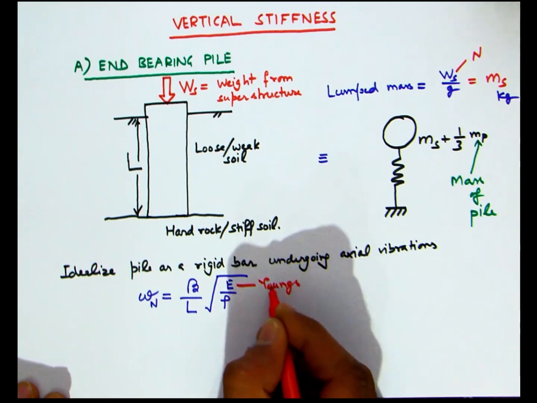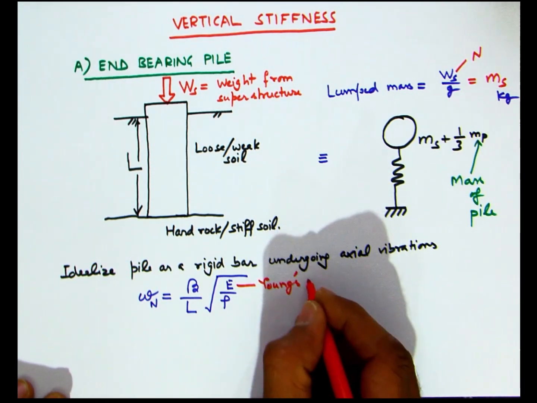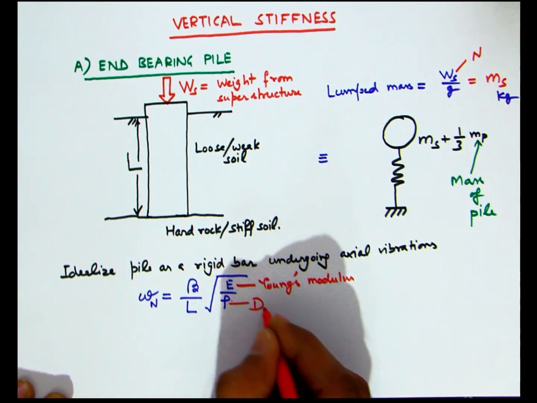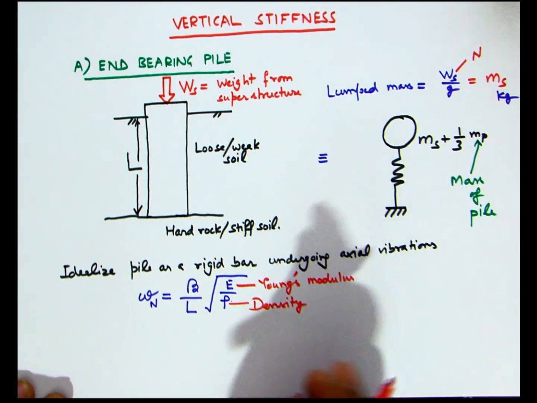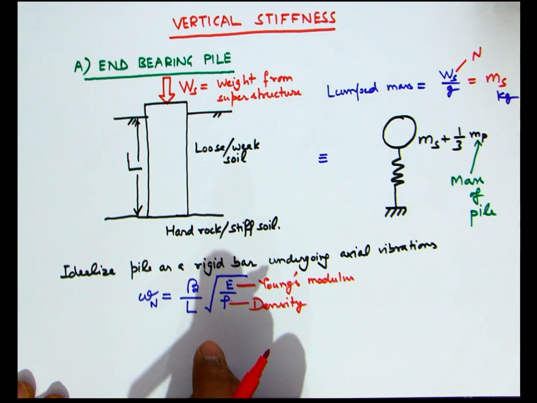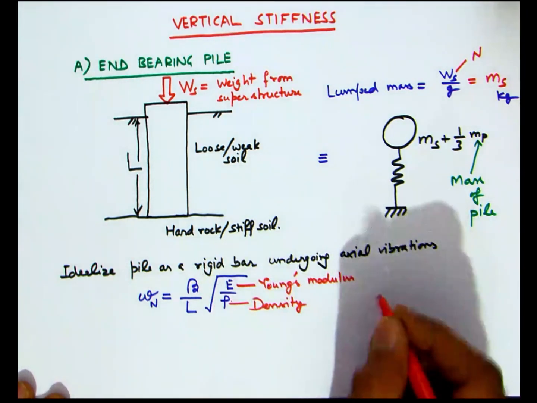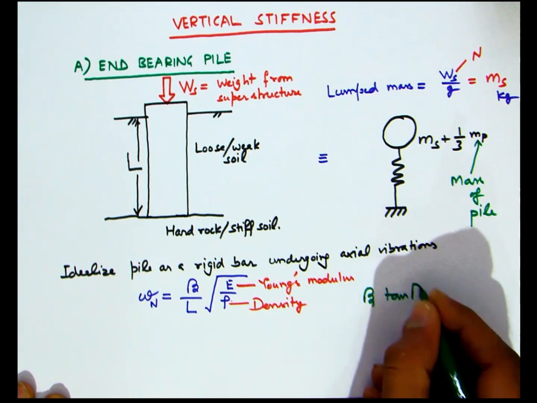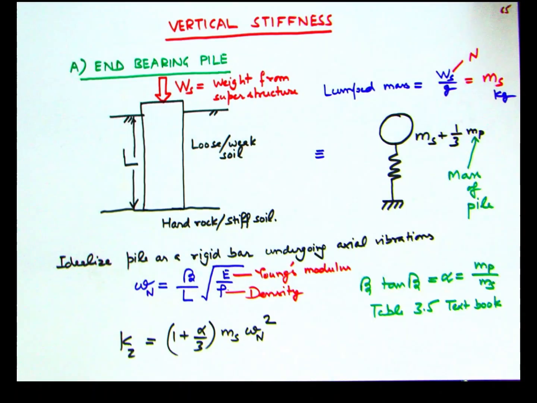Here omega n is in terms of radians per second because it's the angular frequency. The constant beta is given by this relation: beta tan beta is equal to alpha, which is the ratio of the mass of the pile to the mass lumped at the top. So this solution is available in table 3.5 of the textbook, which is being reproduced here.